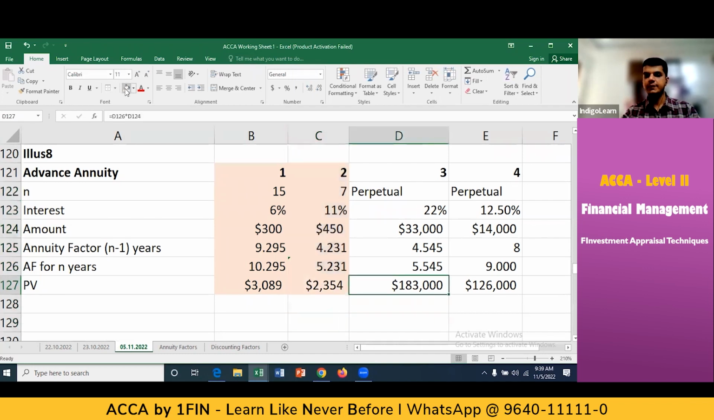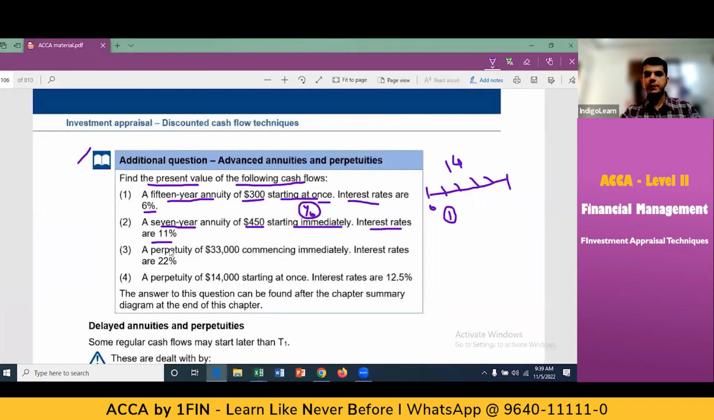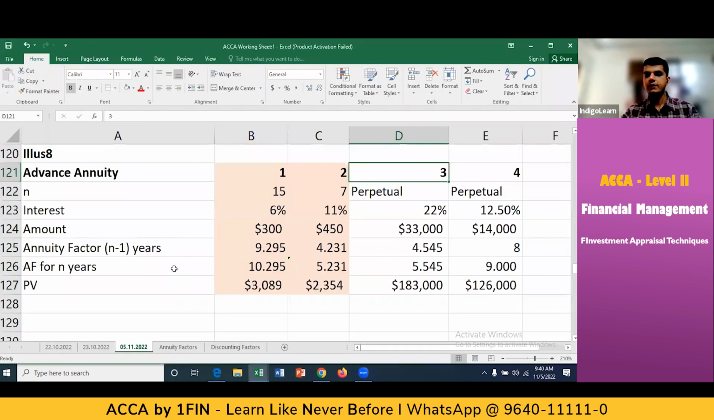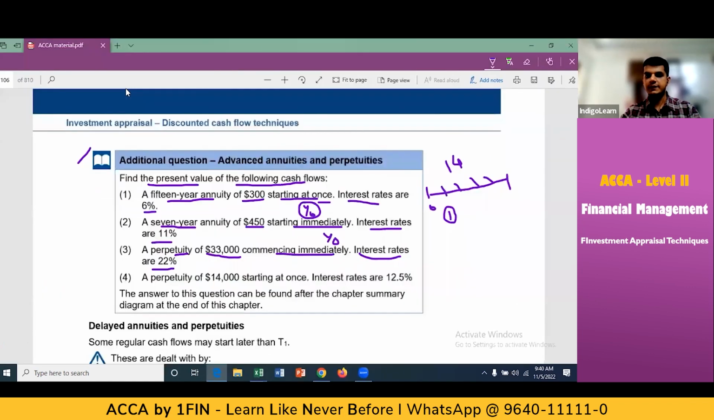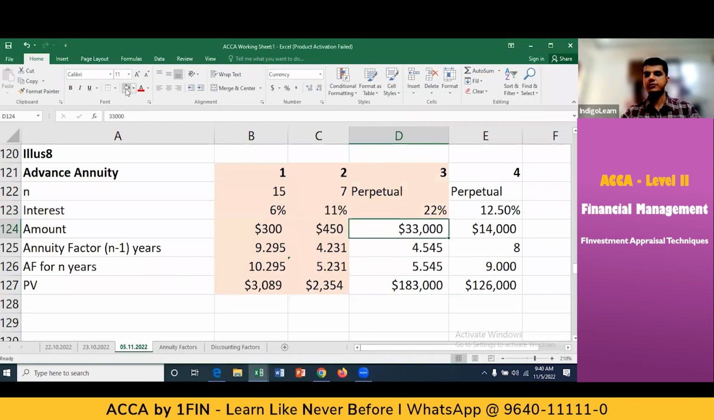Okay. Next. A perpetuity. Now, a perpetuity means it will be received in perpetuity. There is no stoppage to this amount of $33,000 commencing immediately. So from year 0 only it will commence. Interest rates are 22%. Okay. So example 3, we'll see what it is. 22% is the interest rate. Amount perpetually what you will receive is $33,000.